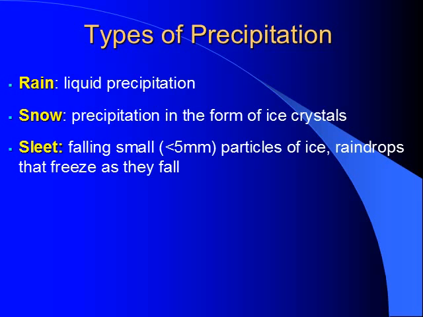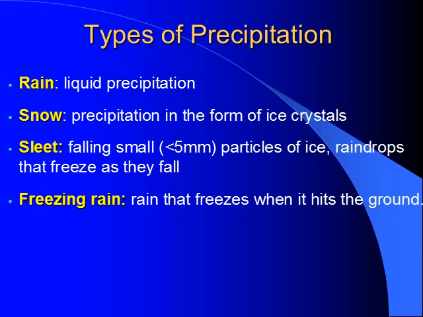Sleet is actually particles of ice. They were raindrops, like in that first picture that you saw on the first slide, but the air is colder closer to the surface of the Earth, and so those raindrops freeze as they fall. And they're defined as being less than 5 millimeters in size. Freezing rain is rain that freezes when it hits the ground. So it's rain, and if it hits you or it hits your car, it's still rain, but it doesn't freeze until it hits the ground because the surface of the ground is colder than the air that's around it.